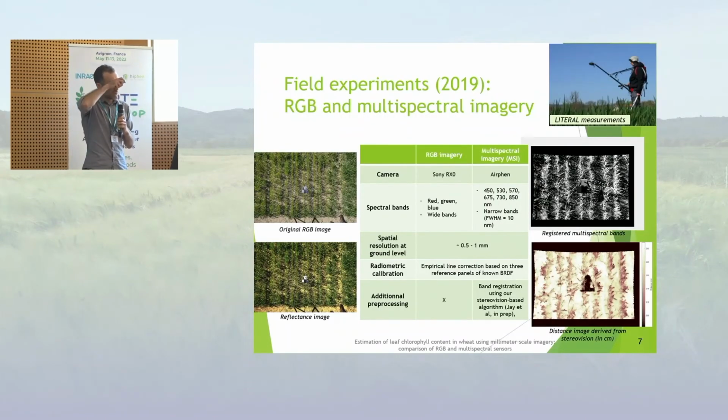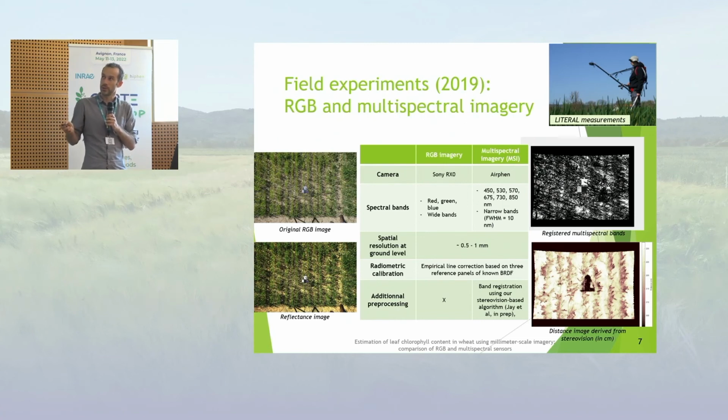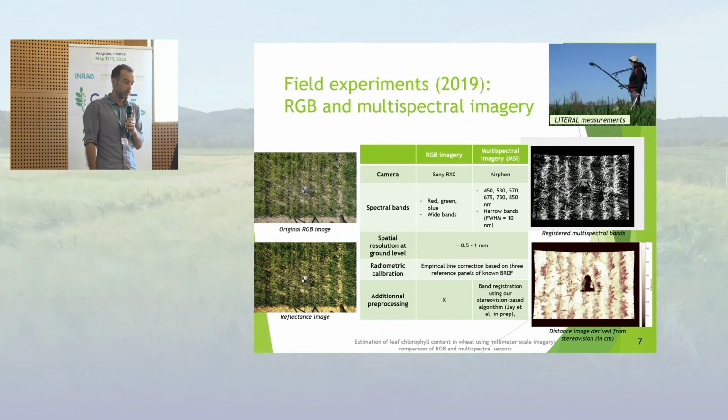Regarding the RGB and multispectral imagery, we used, I would say, field-like measurements, illustrated with Gaëtan here. The RGB images were acquired with the Sony RX0 camera, with, of course, red, green, and blue wide bands. The spatial resolution at the ground level was lower than 1 millimeter. Very importantly, we performed radiometric calibration to turn the values into reflectance values using the panels you see in the image here.